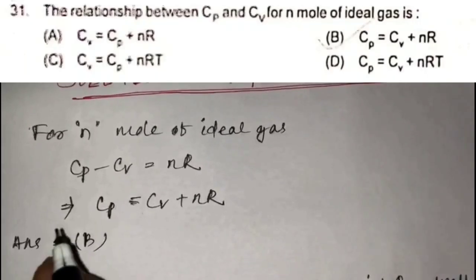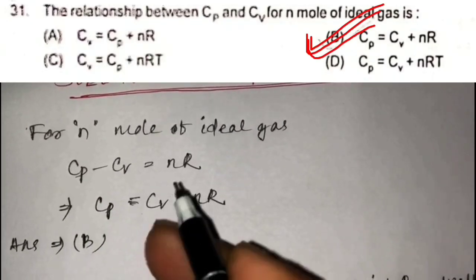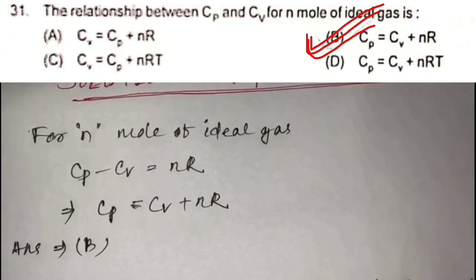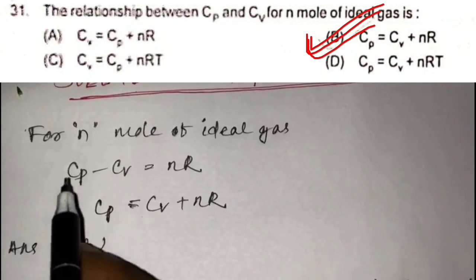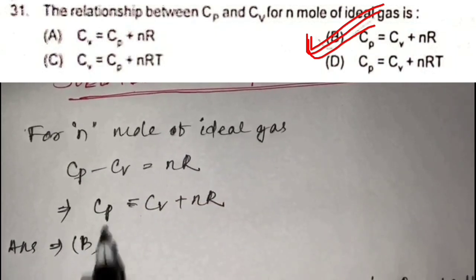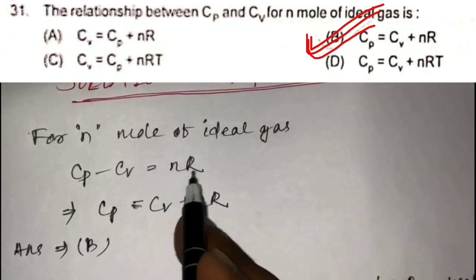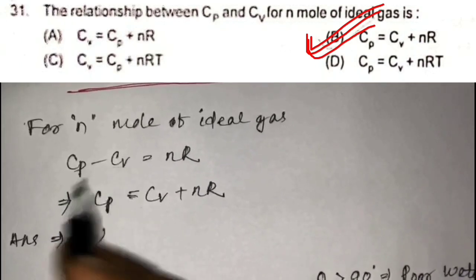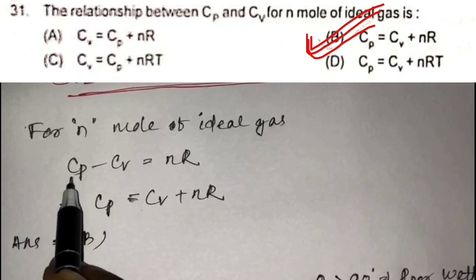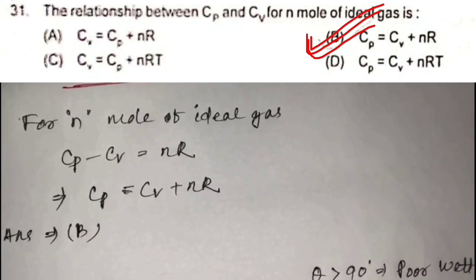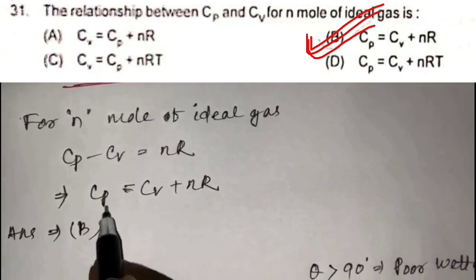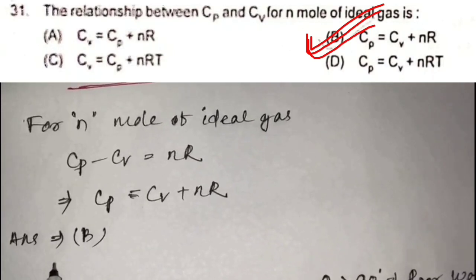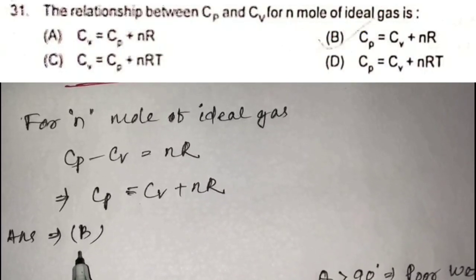The question says: the relationship between Cp and Cv for n mole of ideal gas is. From thermodynamics, for n mole of ideal gas, Cp minus Cv will be equal to nR, where R is your gas constant, and Cp and Cv are molar heat capacities, at constant pressure and at constant volume respectively. After solving this, you will get Cp equal to Cv plus nR. So the correct answer for question number 31 is B.